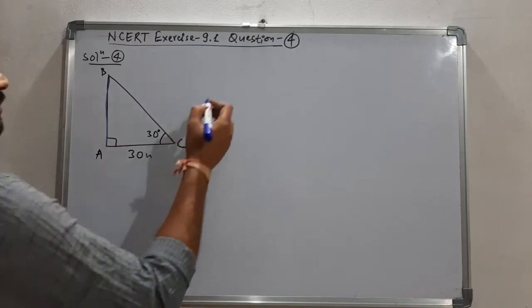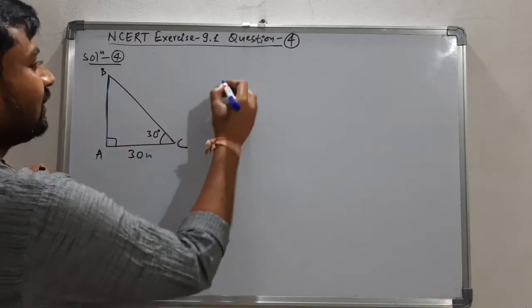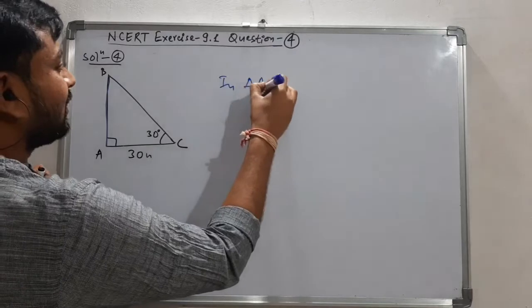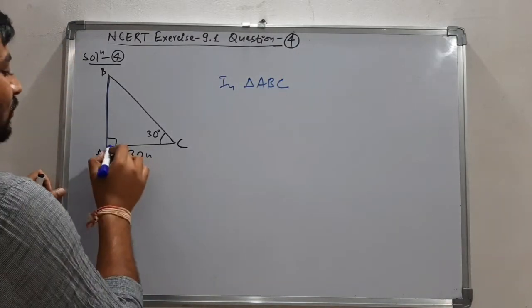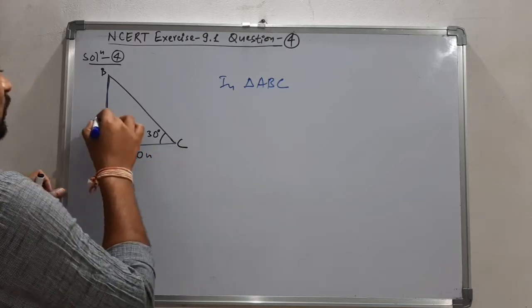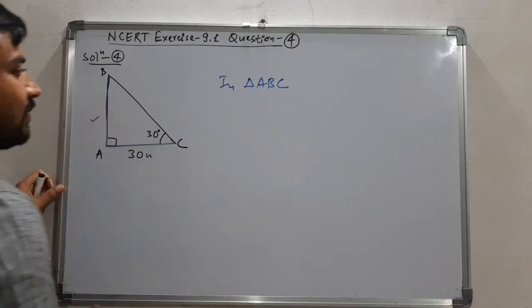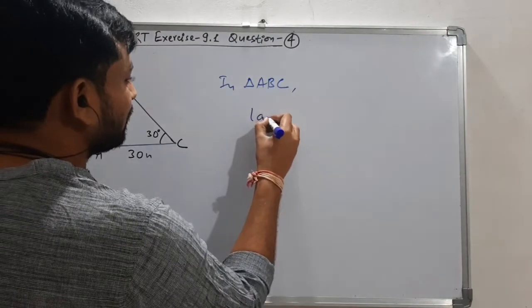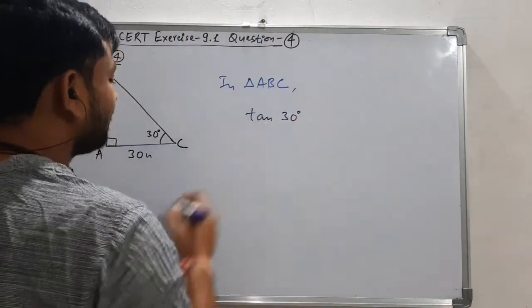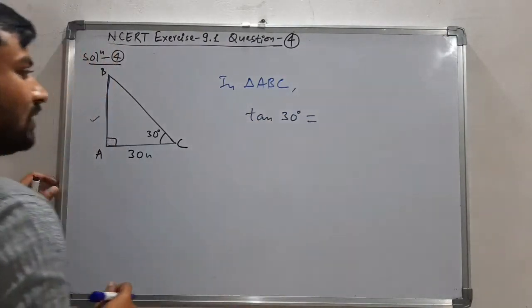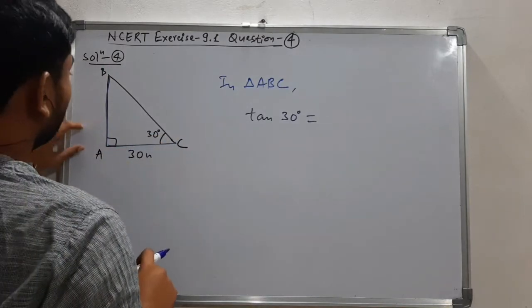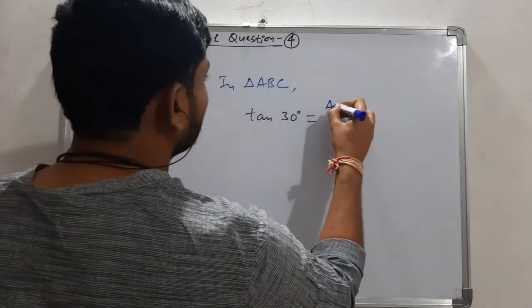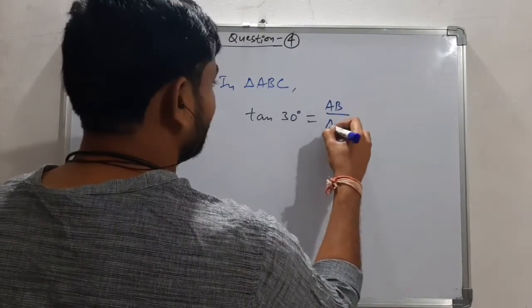It's a very simple question based on trigonometry. Here we have a right angle triangle ABC, which is right angle at A. Here the known value is base and we want to calculate the height, that is perpendicular. So clearly we have to use tan theta, that is tan 30, and as you know that tan 30 is perpendicular upon base. So here in this triangle the perpendicular is AB and the base is AC.